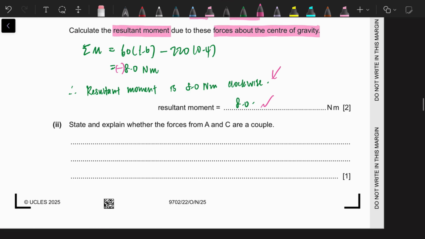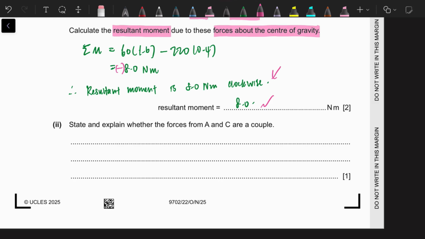Question 2: State and explain whether the forces from A and C are a couple. Okay, so forces A and C, which are 60 Newton and 220 Newton. Before we answer the question, we have to understand what a couple is.